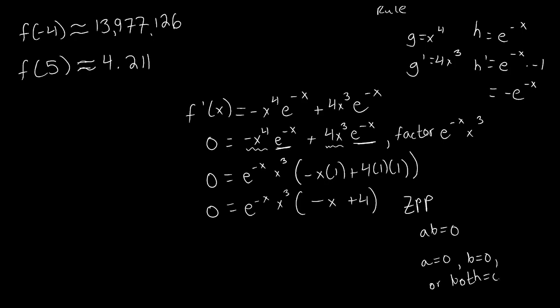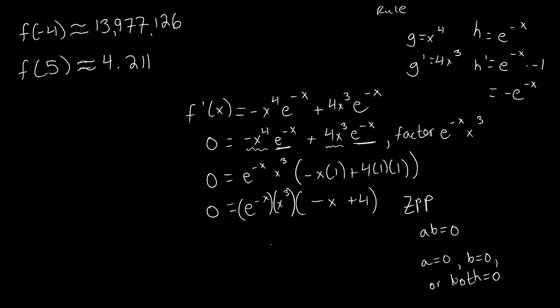We use this to find zeros of polynomials after we got them into factored form, because once we factored a polynomial and set it equal to 0, we could set each individual factor that we found equal to 0 to solve for the x value that made that binomial, in that case, after we factored, say, a quadratic, equal to 0. We're going to use that same kind of thinking here, because what do we have inside of this equation right here but e to the negative x times x cubed times negative x plus 4. So all three of these things being multiplied together give us 0.